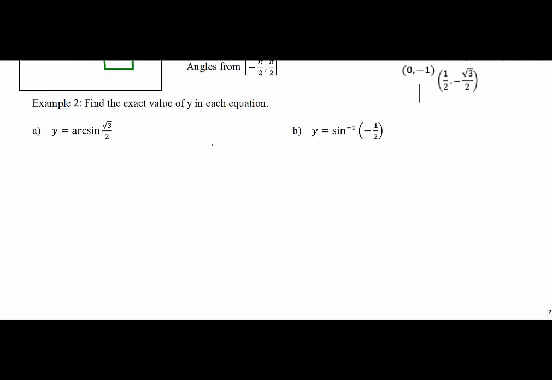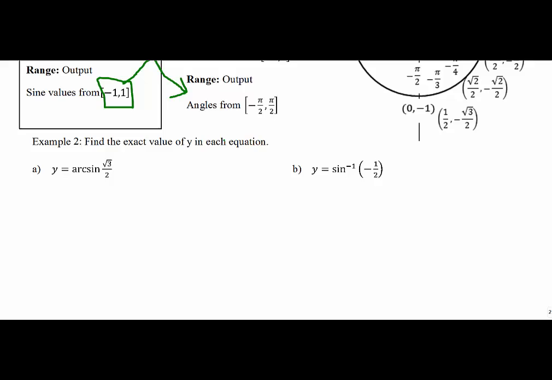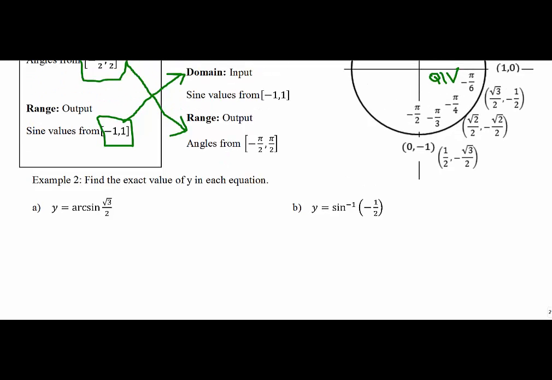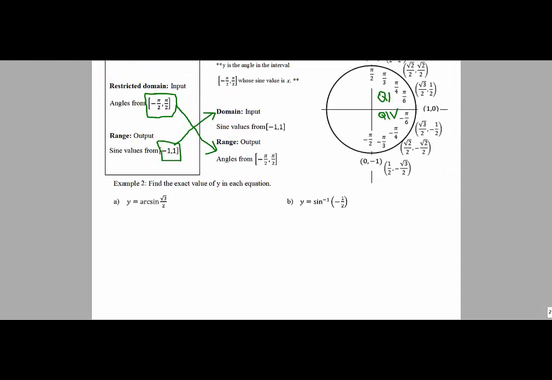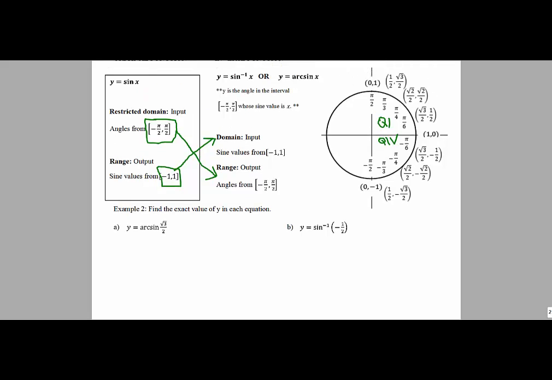So if I was looking to find the exact value of y in each of these equations, I'm going to scroll up just a little bit, make this a little bit smaller. There we go. If we were asked to find the arcsine value of square root of 3 over 2, what we're actually looking for is an angle, and we have to pick from quadrant 1 or quadrant 4 since we're working with the inverse function. And we want to know what angle has a sine value of square root of 3 over 2.